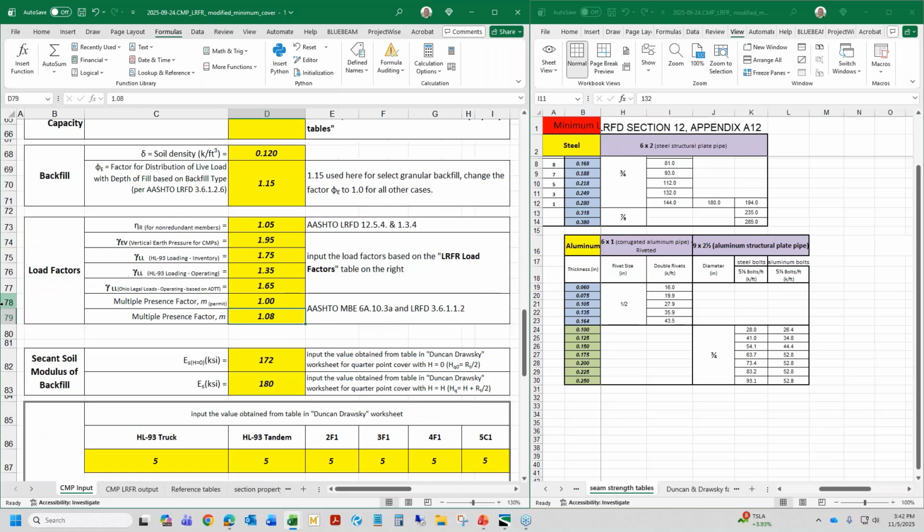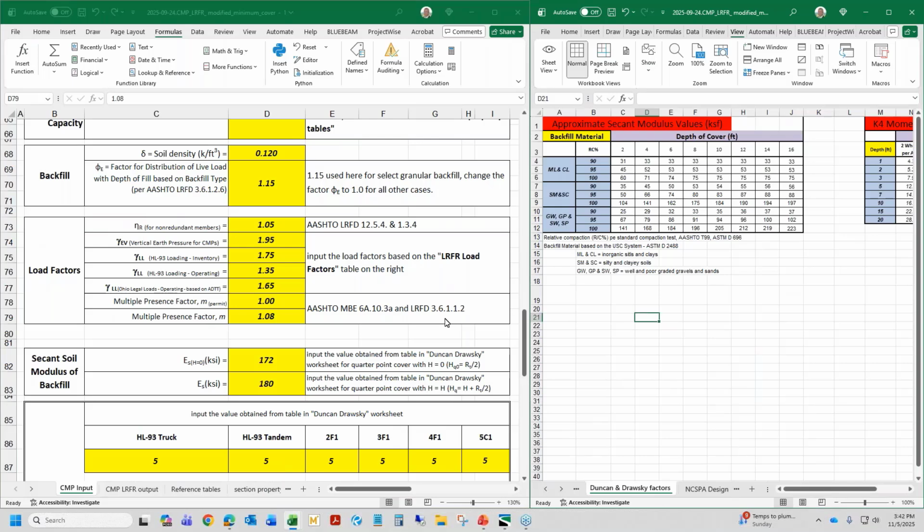Next thing we have to do is look at the secant soil modulus of backfill. And this is used in the Duncan and Drosky method. So if we go to the Duncan and Drosky factor table, what we're looking for is the constrained soil modulus at the quarter point of the structure if there were no cover over top of the structure for this particular instance. So in that particular case, we have a 9-foot radius. So the quarter point would be at 4.5 feet deep. So we go into this particular table and we have to interpolate at 4.5 feet what is the particular value.